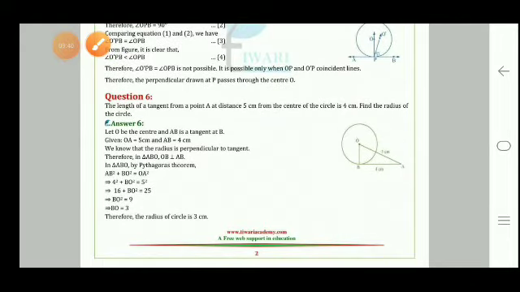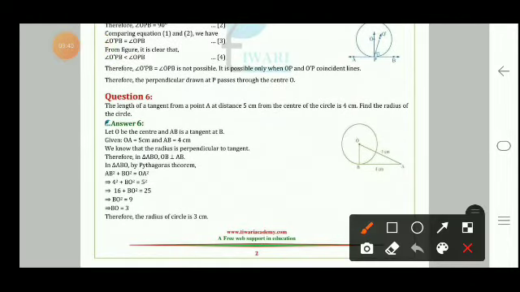Then question number 6, we have the length of the tangent from the point A at a distance of 5 cm from the center to the circle is 4 cm. Find the radius of the circle. So as we can see in the figure, OA is given to us as 5 cm, AB is given to us as 4 cm. We have to find the radius. Now we know that this is 90 degrees because the radius is perpendicular to the tangent. So by using the Pythagoras theorem, we have AB square plus OB square is equal to OA square. Putting all the values, we are getting BO square equal to 9, so OB is equal to 3 cm. So the radius is 3 cm, which is the answer.